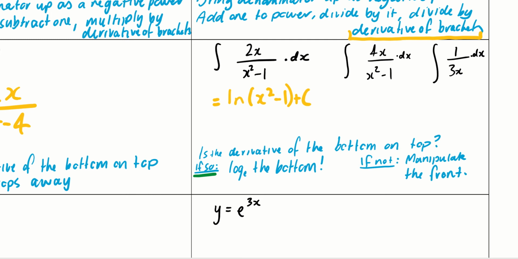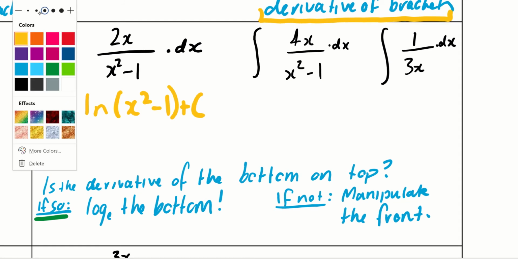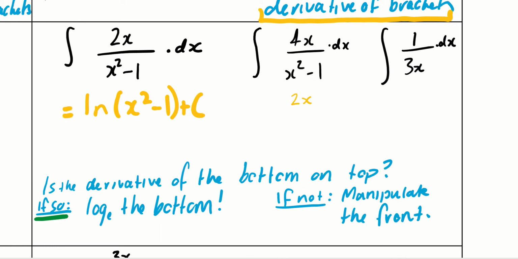All right, let's have a look at what happens now if it's an if-not example. And if not, what do I do? It says manipulate the front. And when I say the front of the integral, so let's just see. The derivative of the bottom of this one is 2x. So I'm just going to write what I want it to be. That's what I would like this integral to be, because the derivative of the bottom is on top. But it's not that, it's 4x.